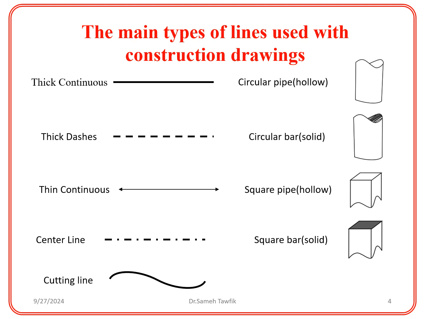Circular pipe. Hollow. This is represented by a thick continuous line for the outer edge, and a thick dashed line for the inner edge. Circular bar. Solid. This is represented by a single thick continuous line. Square pipe. Hollow. This is represented by thick continuous lines for the outer edges and thick dashed lines for the inner edges. Square bar. Solid. This is represented by thick continuous lines for all four sides. By understanding these basic line conventions, you can begin to interpret engineering drawings and visualize the three-dimensional structure of a ship.